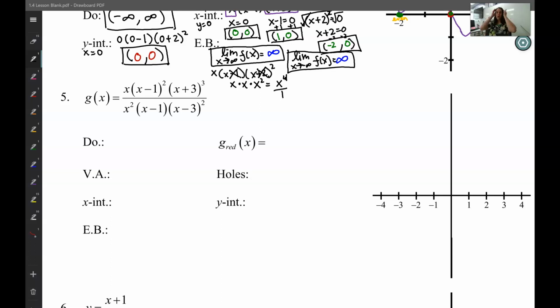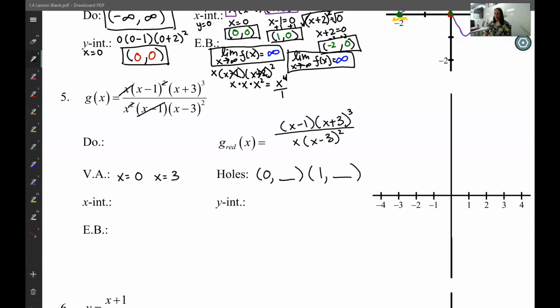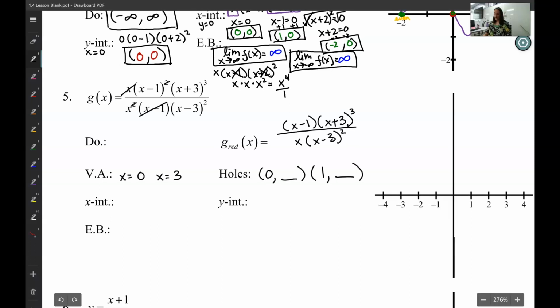Try that part on your own, similar to the examples we did on the first page of these notes, and see if you can do it. Ready, set, go. Okay, for our reduced form, we should have gotten this. Now, I didn't actually finish, and here's why.